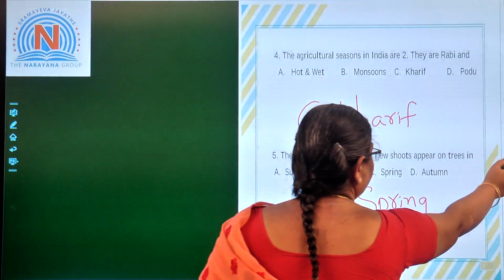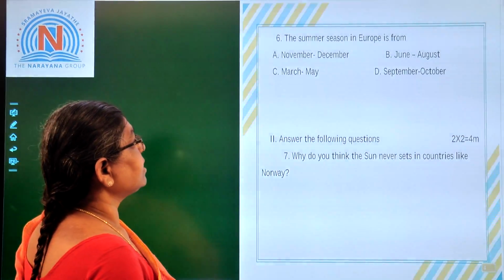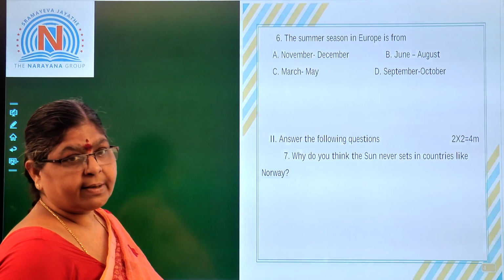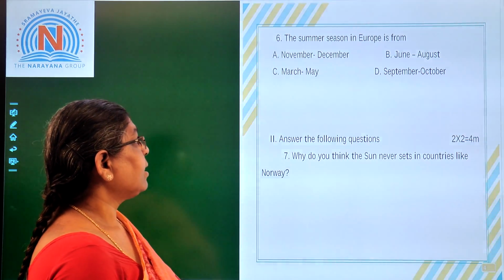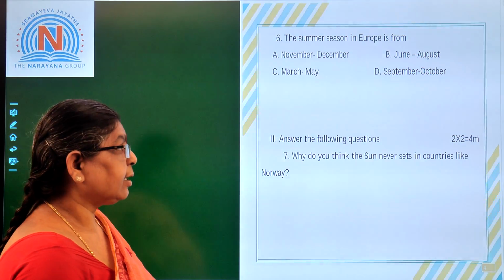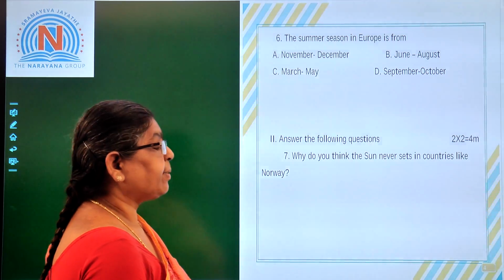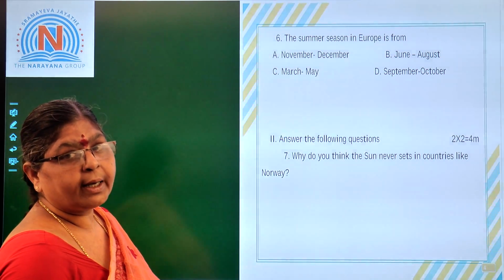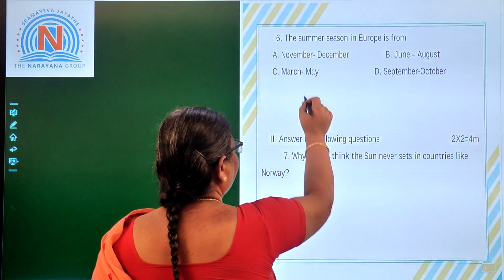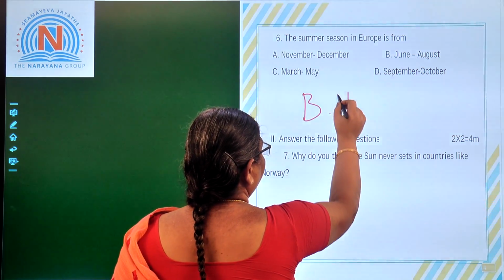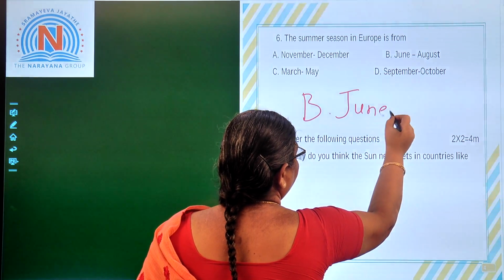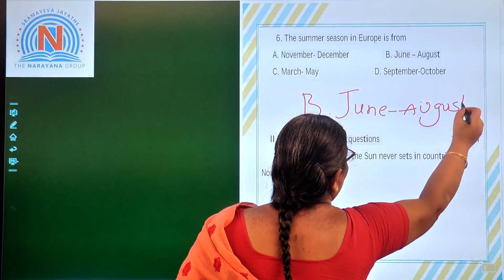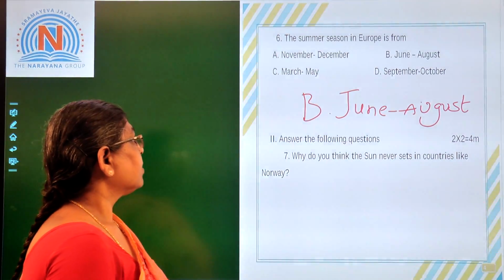Okay. Now, let us look on to the next part. That is, the summer season in Europe is from. November to December, that is the winter season. March to May, that is not the summer season in Europe. September to October, that is also not the summer season. Then June to August. June to August is the right option. So B, that is June to August. Okay, so these are the MCQs.